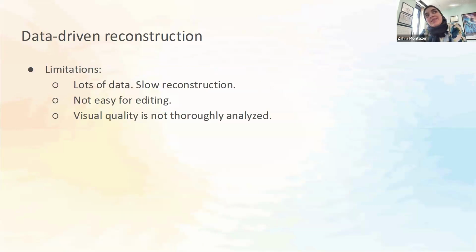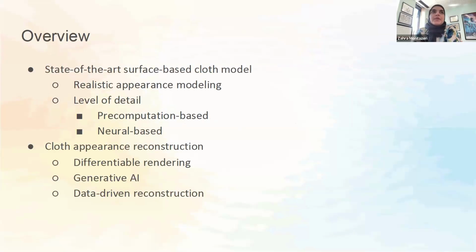But as a limitation for these data-driven approaches, first of all, they need lots of data. You do need to capture them. They are very slow for reconstruction. They are, of course, not easy for editing because all you can reproduce is the exact same material. So you cannot change the model. You cannot change the material. And the visual quality is not thoroughly analyzed. We can still do better, especially when you zoom in, it's quite blurred, very similar to NeRF or Gaussian splatting. It's very hard to get quality, especially in close-up.